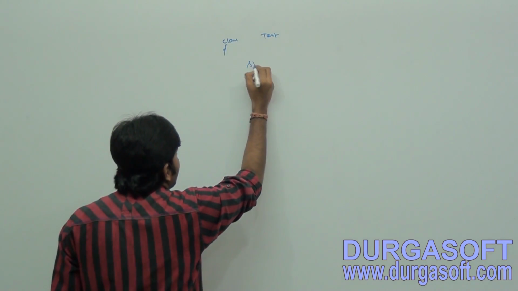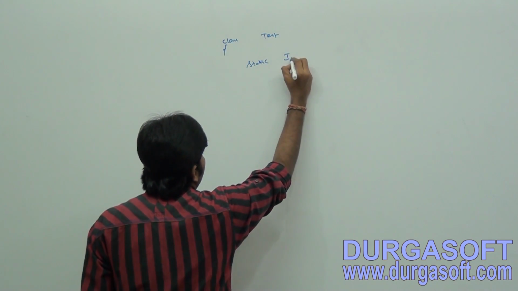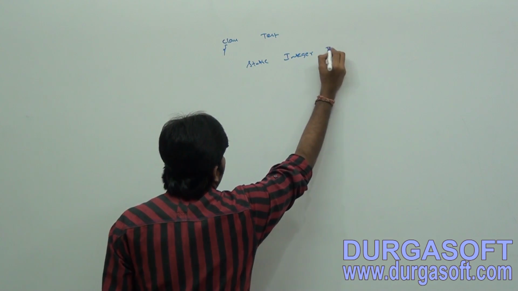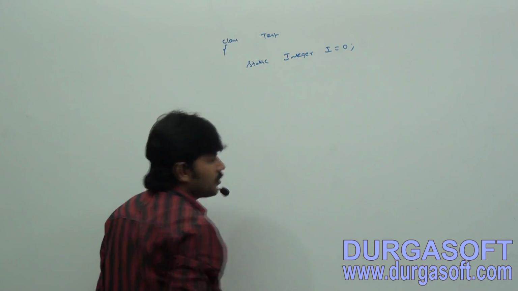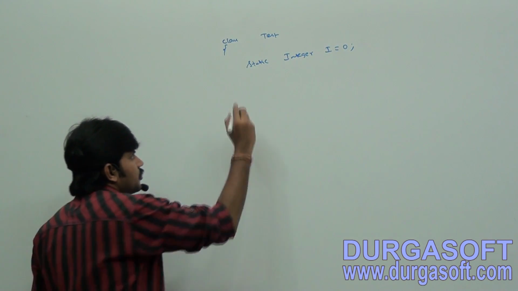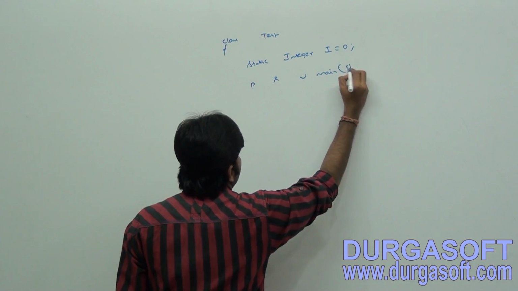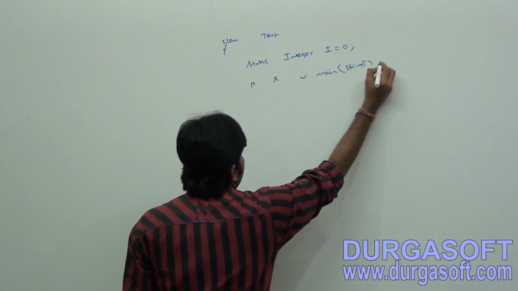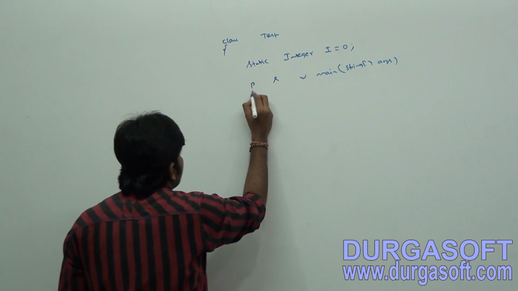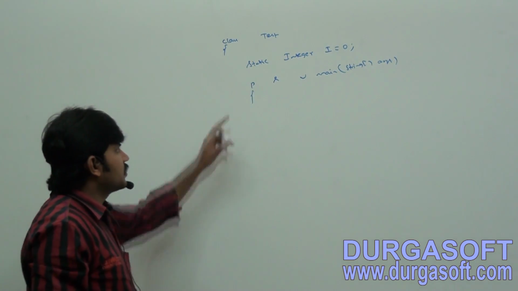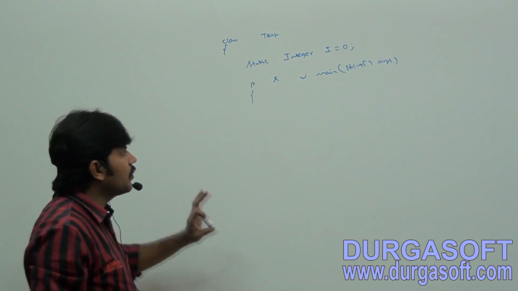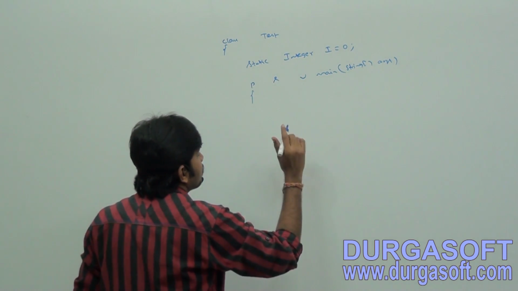Here, static integer I is equal to 0. I am taking static integer I is equal to 0. Public static void main method, string array args. Static integer I is equal to 0, main method string array args.